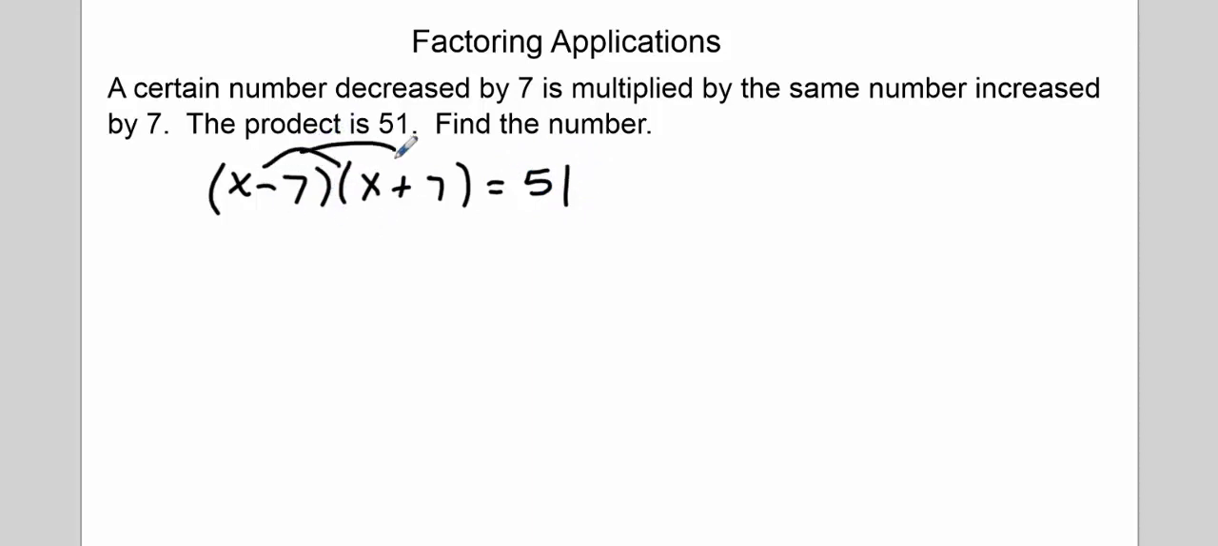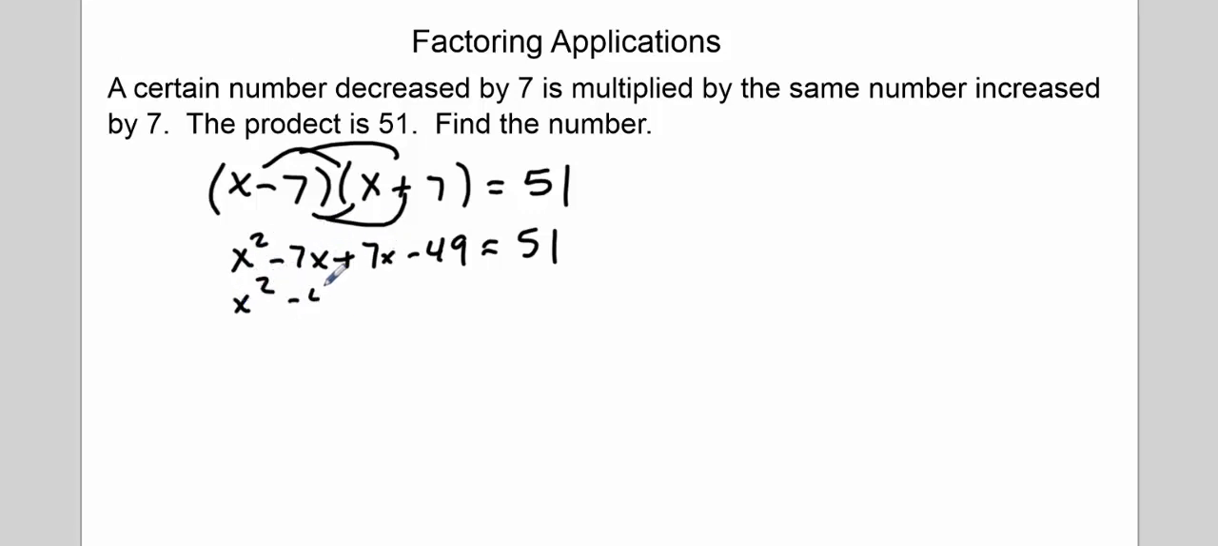We can FOIL this, and you'll notice you have x squared minus 7x plus 7x minus 49. And that's equal to 51. Again, we'll notice that in this case, we get x squared. The middle term is going to go away. Minus 49 is equal to 51.